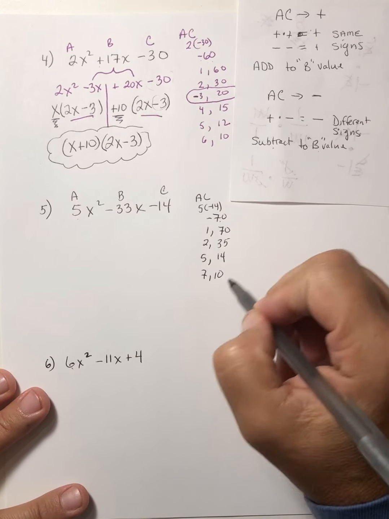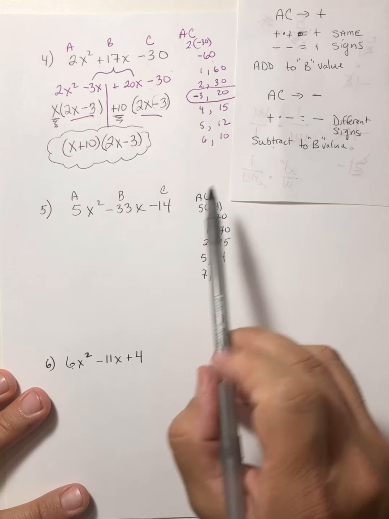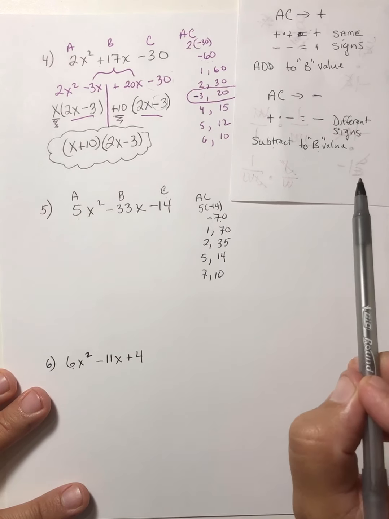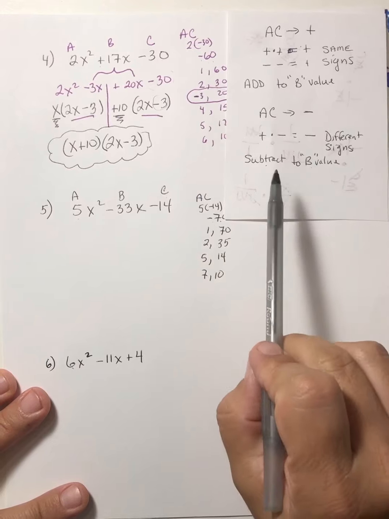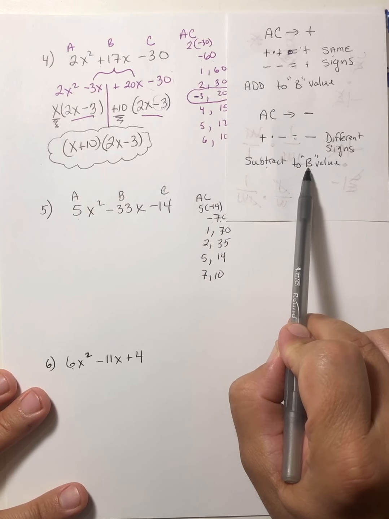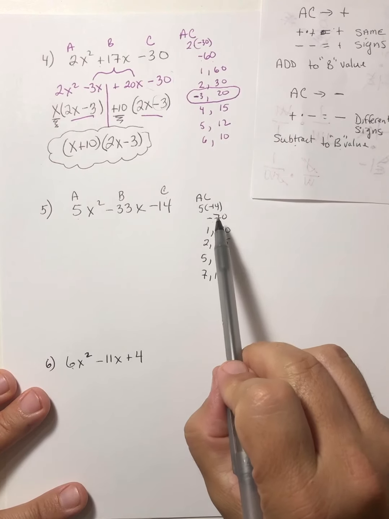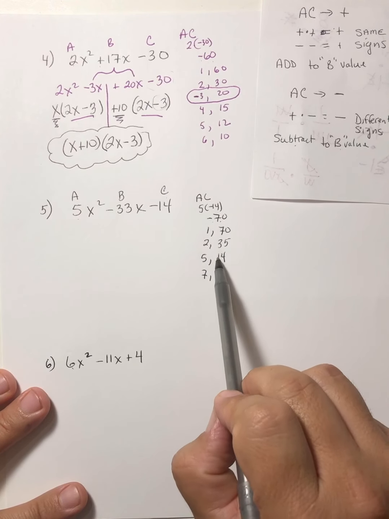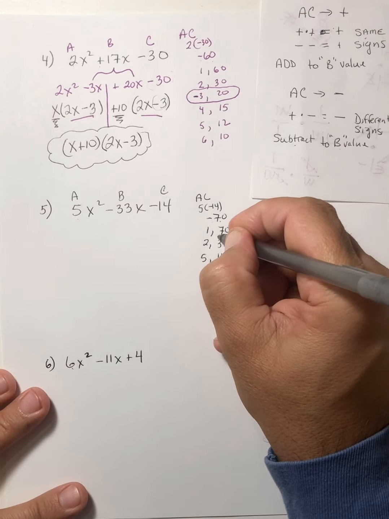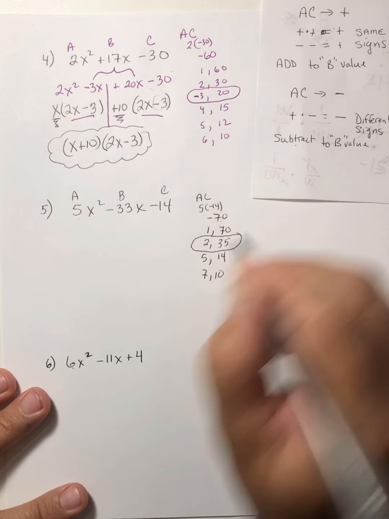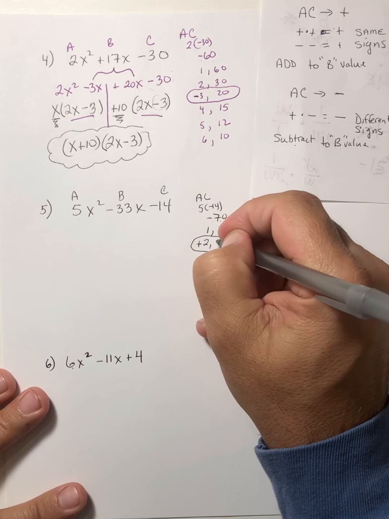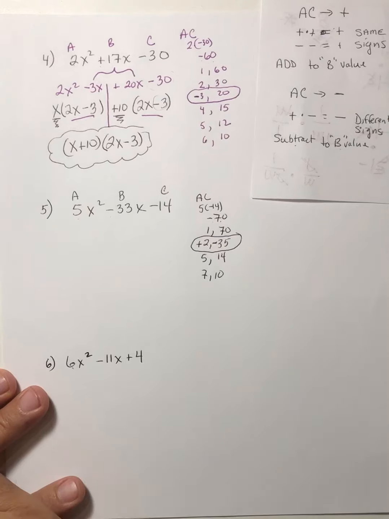So we got all of our factors. Now, what's this? Your A times C is negative. So then what do we know? That's right. A times C is negative. We have to subtract to the B value. So I need factors of 70 that will subtract and give me 33. There you go. That's right, 2 and 35. Now it just has to be a negative, so that means the 2 is the positive, 35 is the negative.